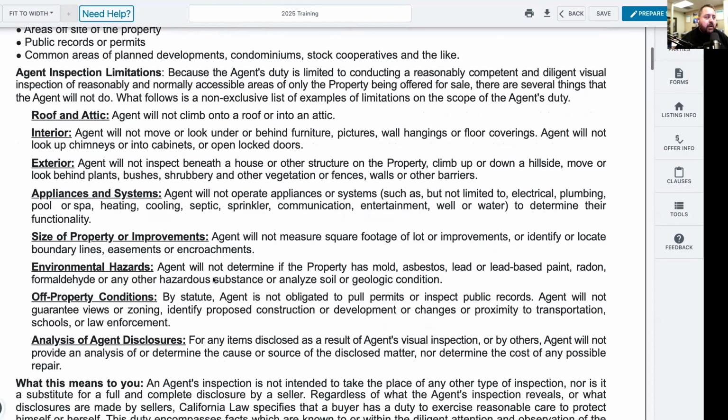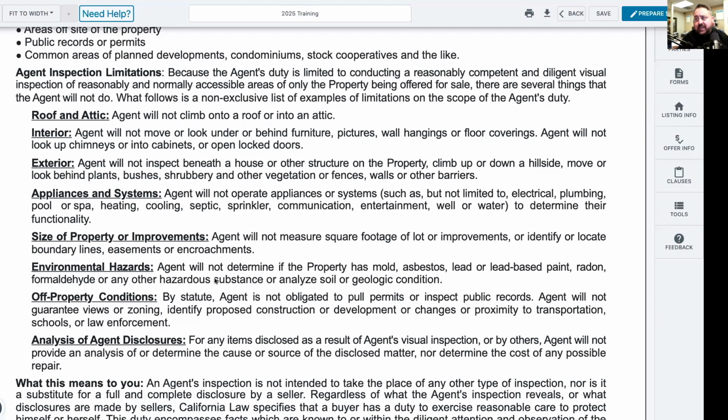The size of the property or improvements, we're not going to measure square footage. Lot improvements or identify, locate boundary lines, easements, or encroachments. I don't have to do that in my visual inspection. Environmental hazards. Agent will not determine if the property has mold, asbestos, lead or lead-based paint, radon, formaldehyde, or any other hazardous substance, or analyze soil or geological condition.